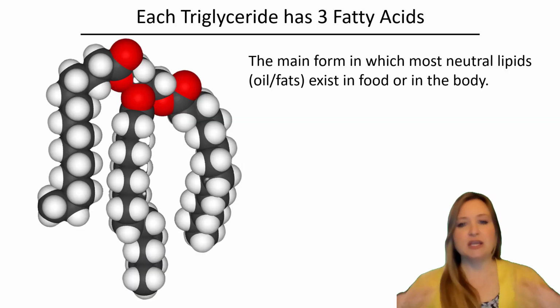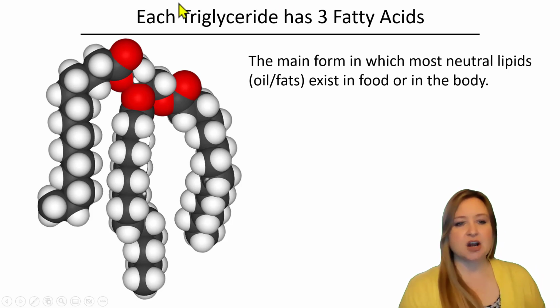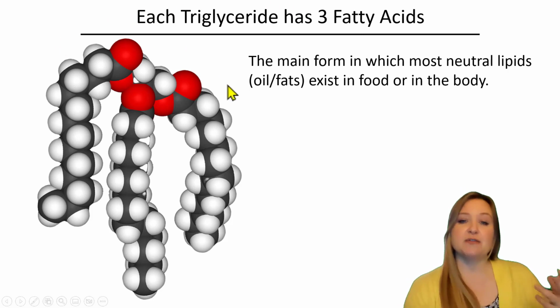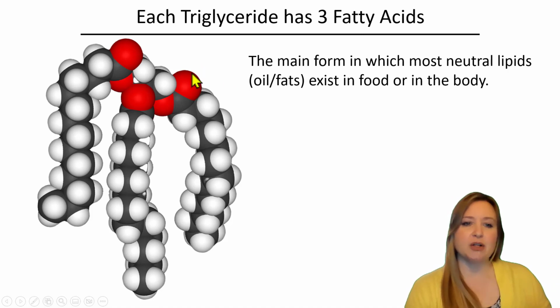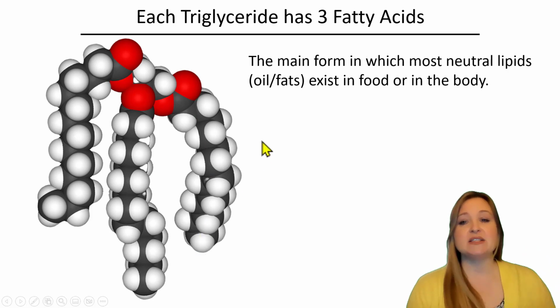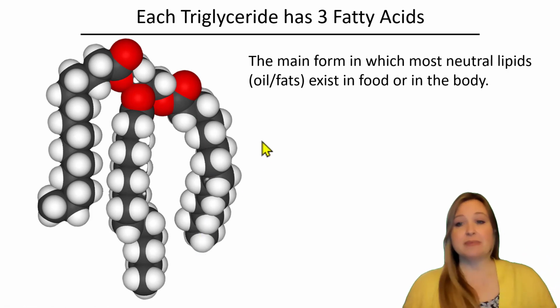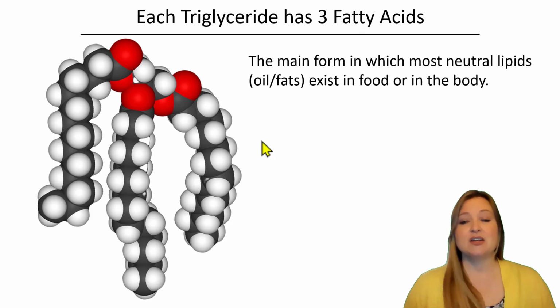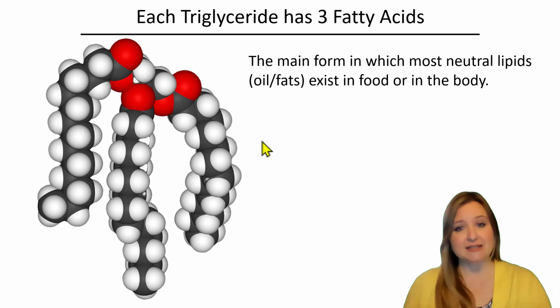So remember, bringing it back, we've been talking about the fatty acids. Triglycerides are these molecules that are formed when this glycerol molecule bonds to 3 fatty acids, okay? And that structure is known as a triglyceride. That's the main structure that we find neutral lipids like oils and fats in.